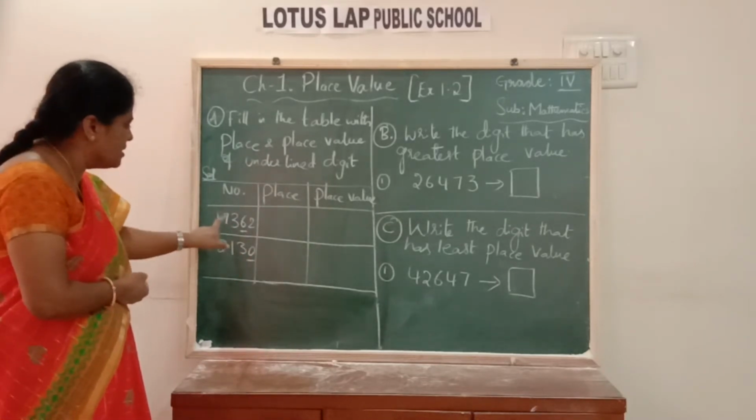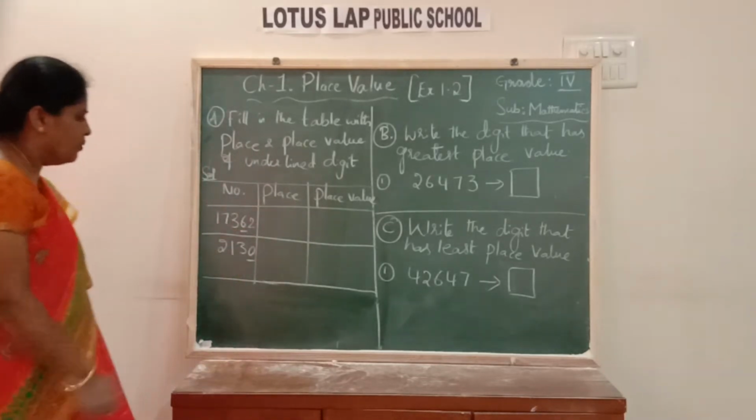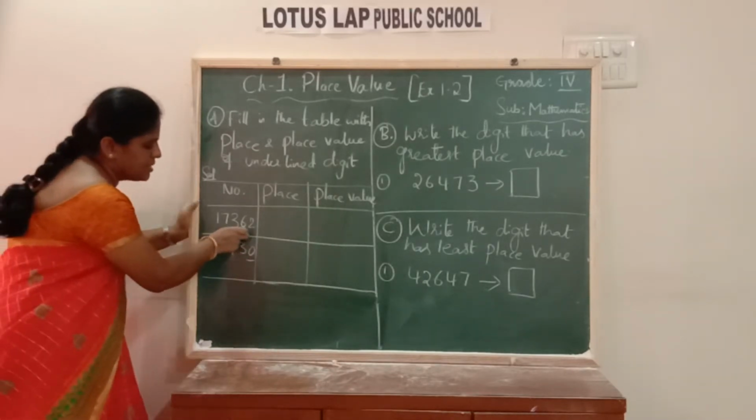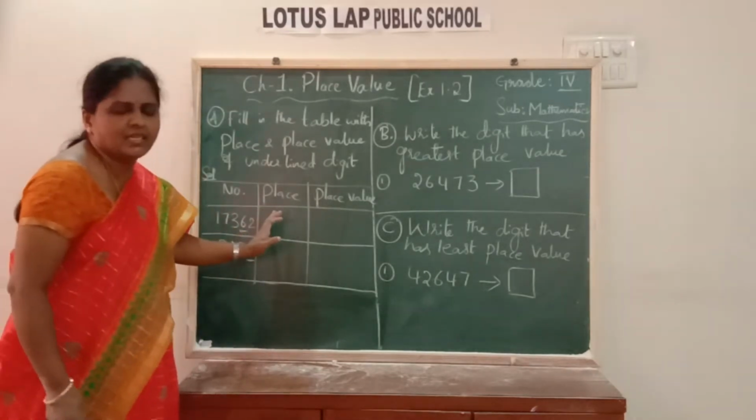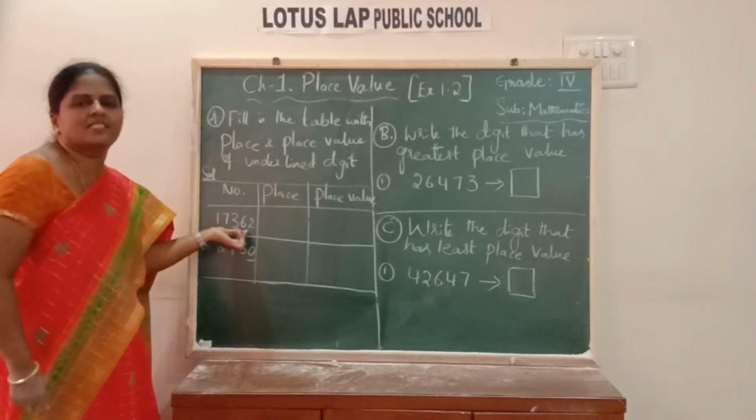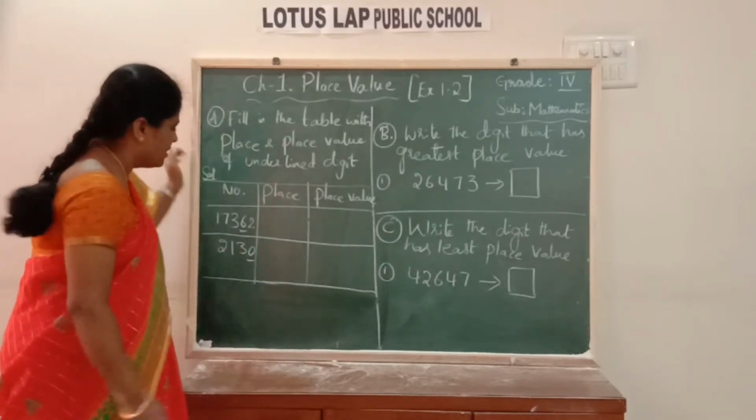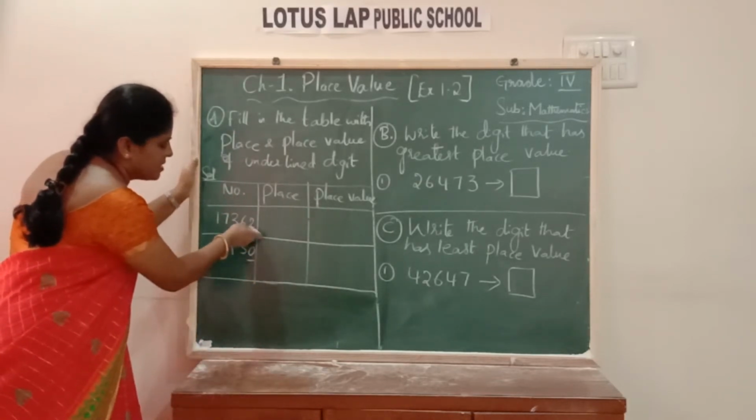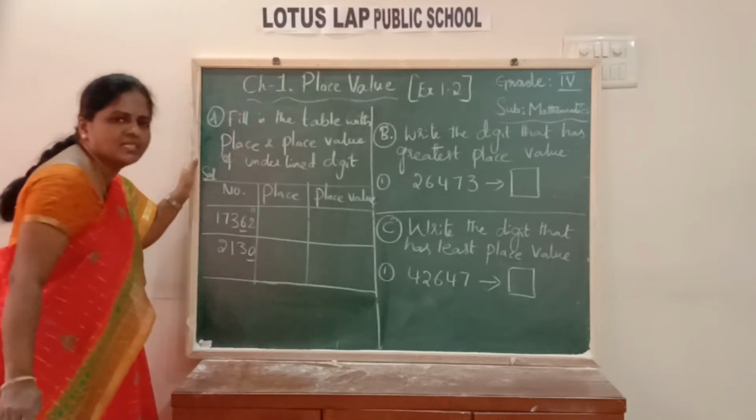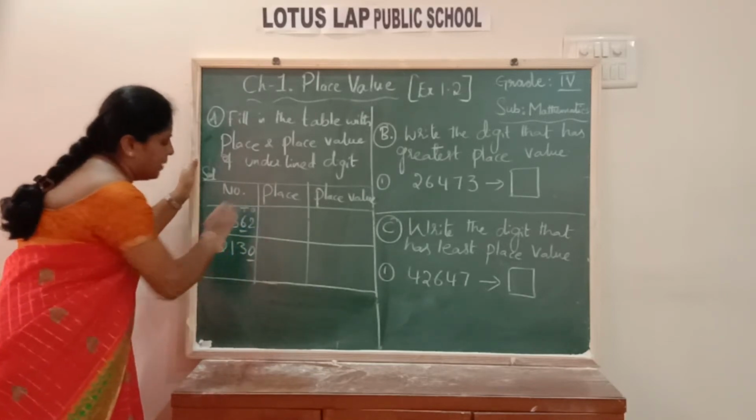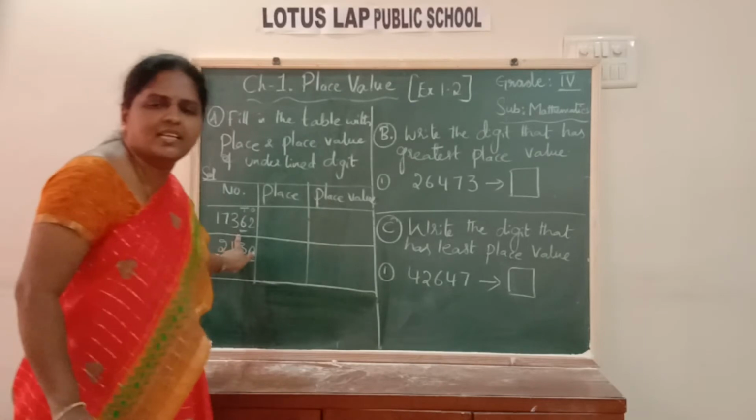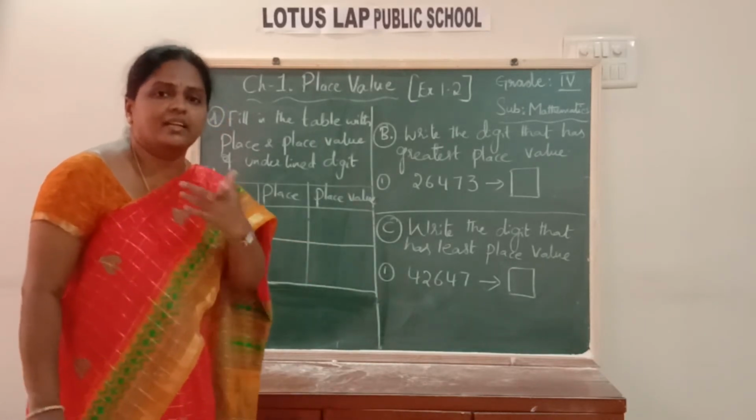So let us see. This is the first number. What is the underlined digit in the first number? 6, children. To write the place and place value, we need to know which place the digit is in. Let's see which place the digit is in. First digit is in ones place. Next digit is in tens place. So my underlined digit is in which place, children? It is in tens place.